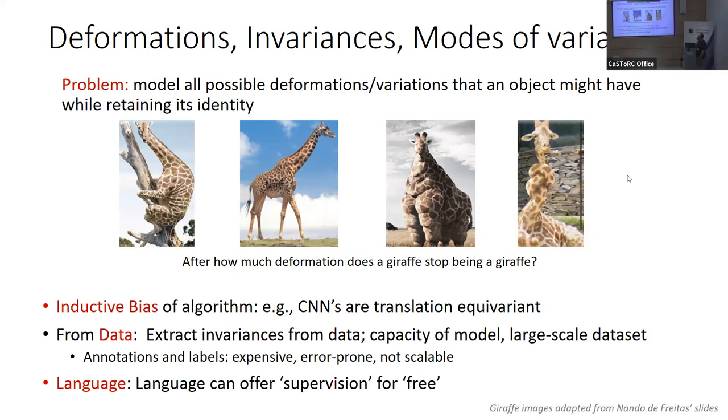It's a question that we can address either by designing algorithms that have inductive biases that give rise to this phenomenon. So if I design a network that can allow specific forms of deformations, then by its nature, when I'm training it on such data, it will capture the right class of invariances. Another way is from data. I can generate data that have all the possible deformations that I encounter in nature, and by fitting the model on that data, I can induce the classes of invariance that I want to capture. And of course, as I mentioned before, language offers supervision for free. It's not for free, but it's already available and can be used.